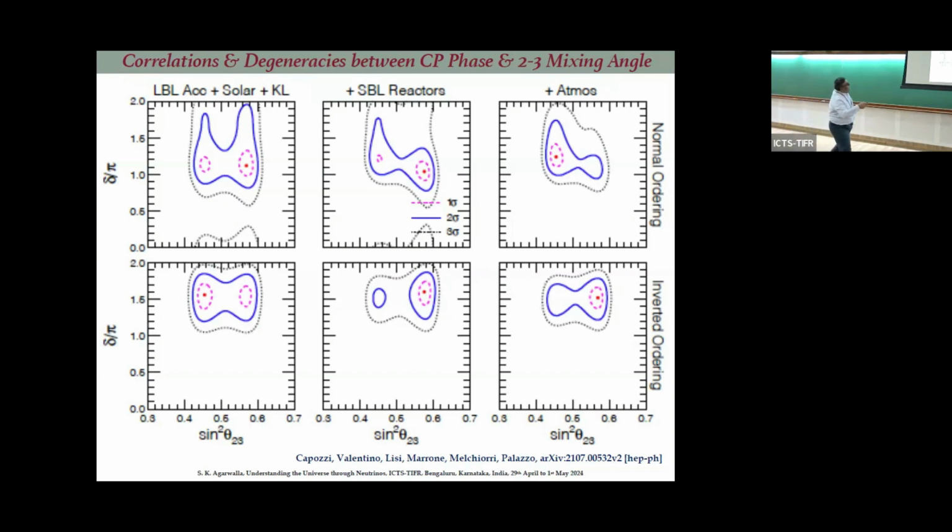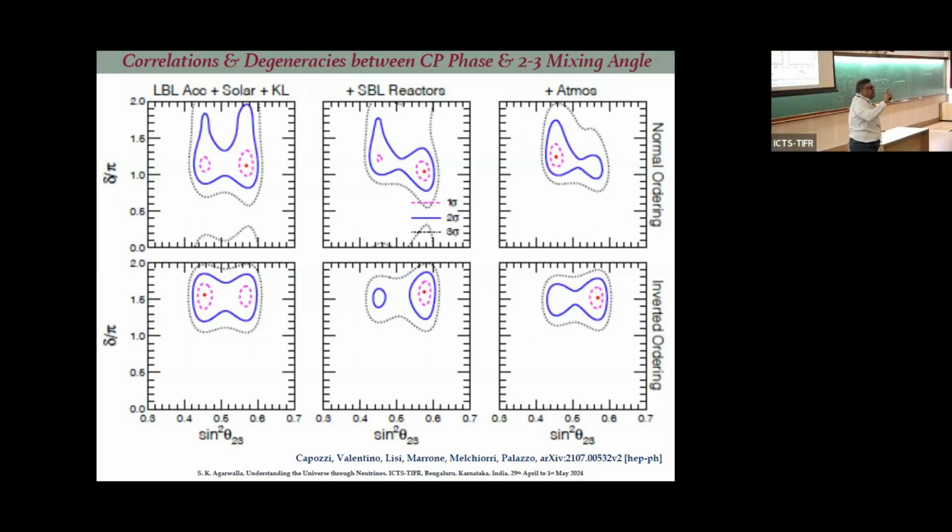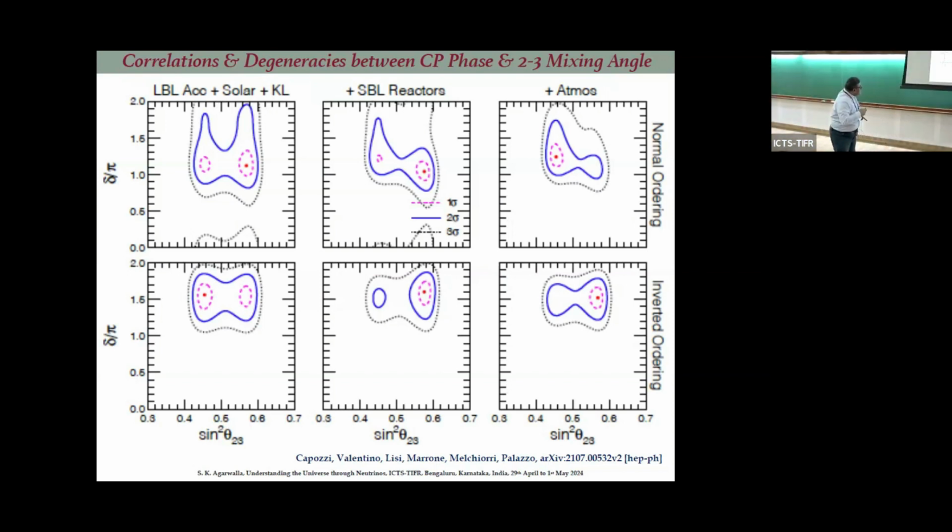The moment you add reactor, now you see, you can ask me, why reactor? Reactor only brings information about theta 1, 3 and delta m square 3, 1. Correct? Please go with me again. Why will they make a difference when you see in the plane of delta CP and theta 2, 3? Can anybody tell me? Tell me in simpler language.